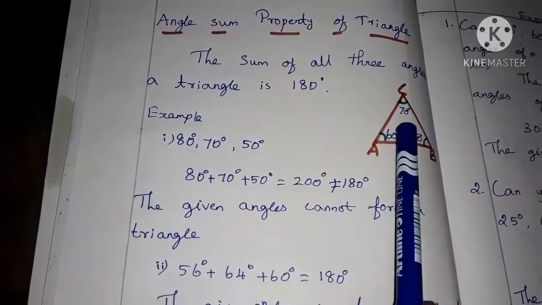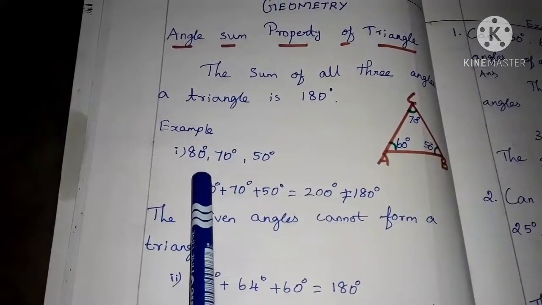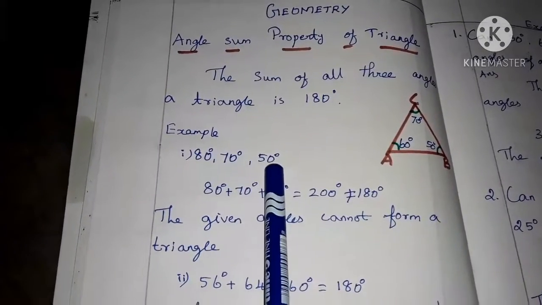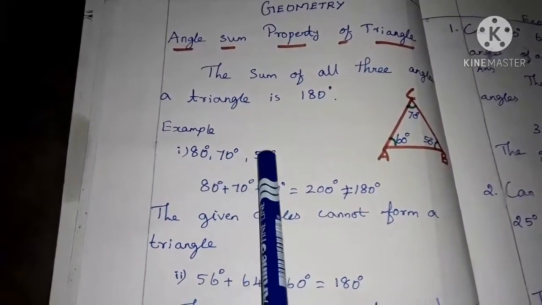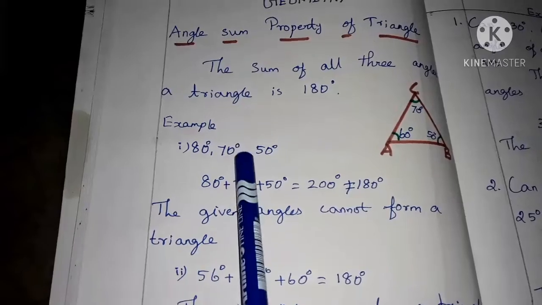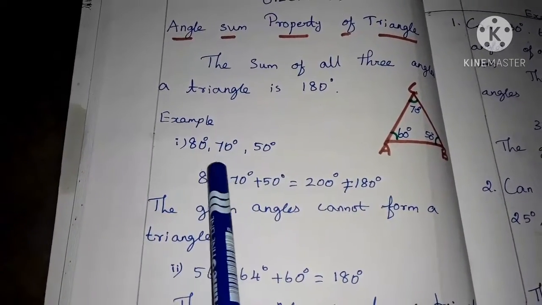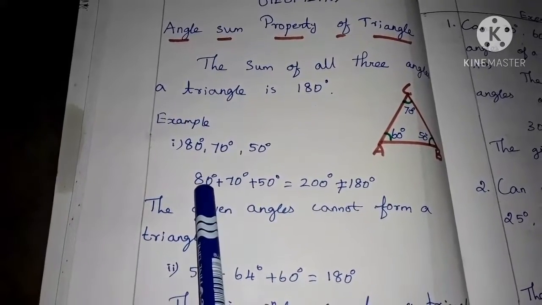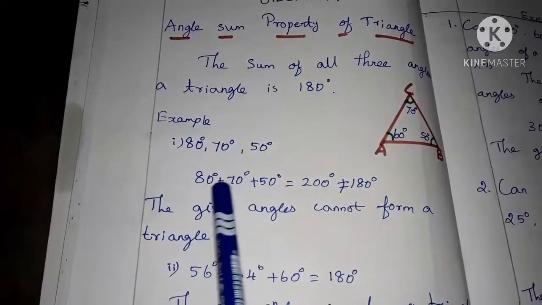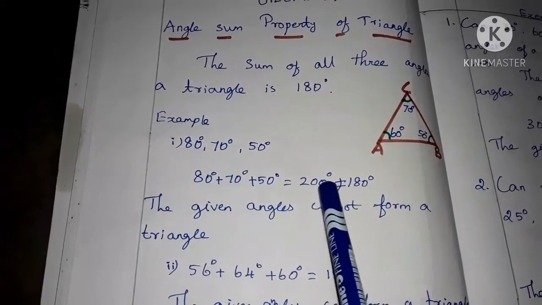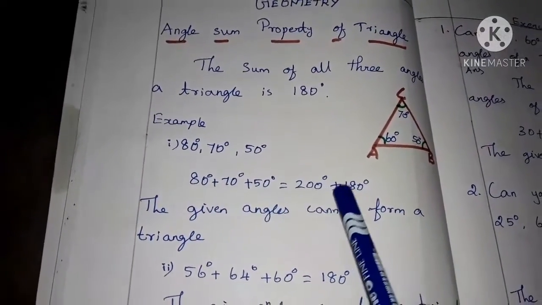It should be 180 degrees. For example, they have given three angles: 80, 70, 50. From these three angles, can we draw a triangle or not? See how we can find out. We have to add 80 plus 70, 150. 150 plus 50, 200. So it is not equal to 180.